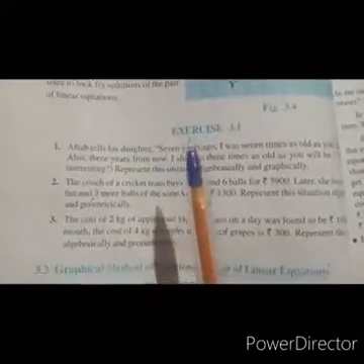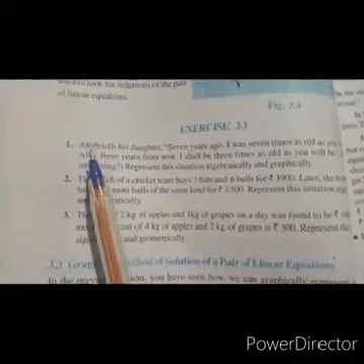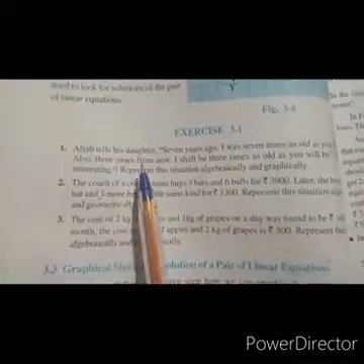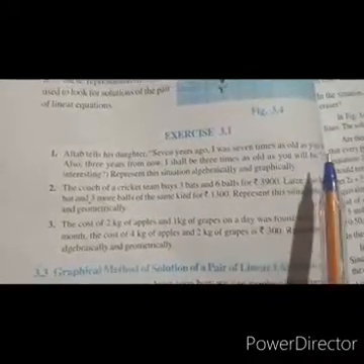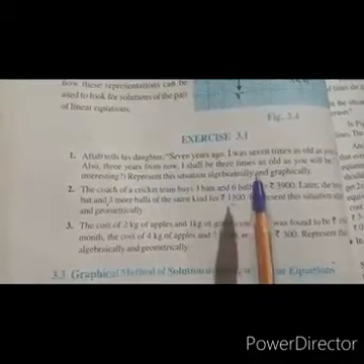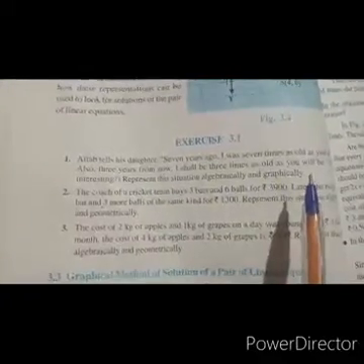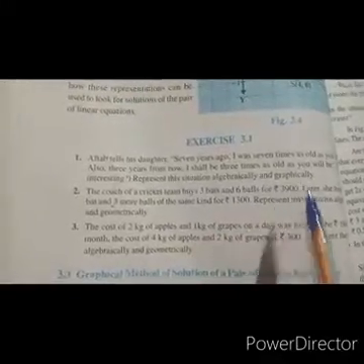In this video, we will solve exercise 3.1. So let's start with the question first. Aftab tells his daughter, "7 years ago, I was 7 times as old as you were. Also, 3 years from now, I shall be 3 times as old as you will be." Represent this situation algebraically and graphically.